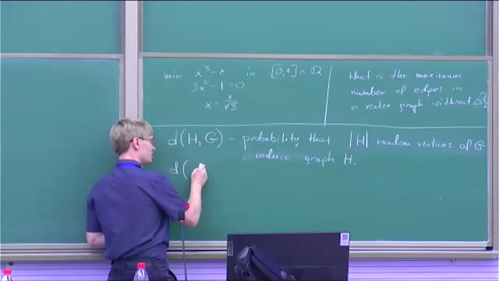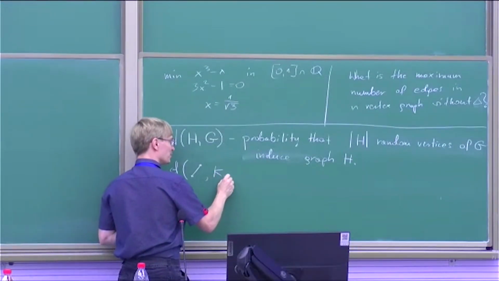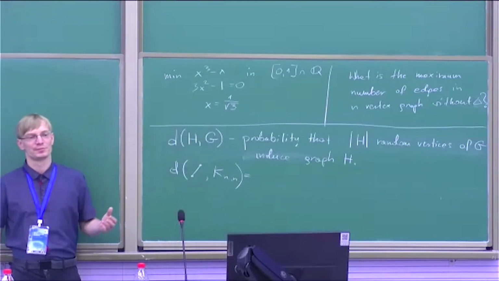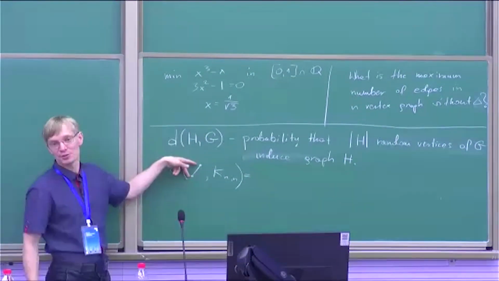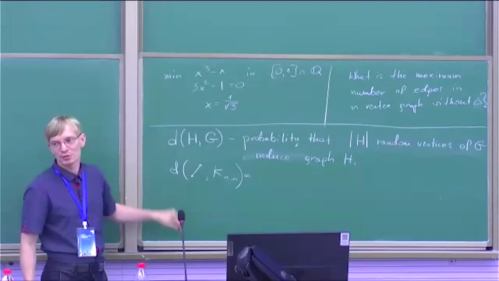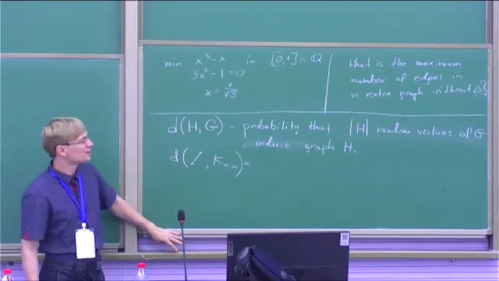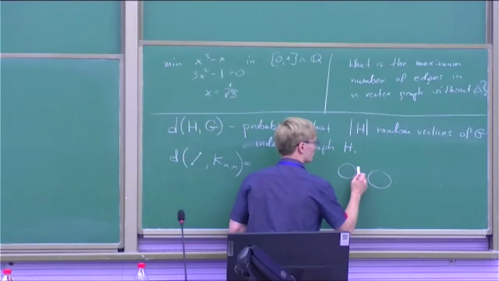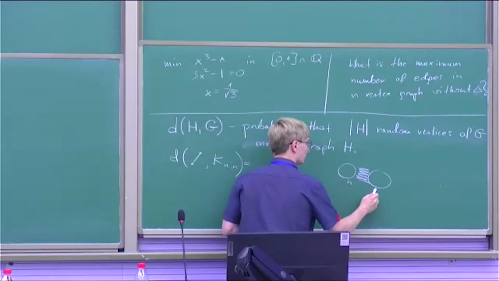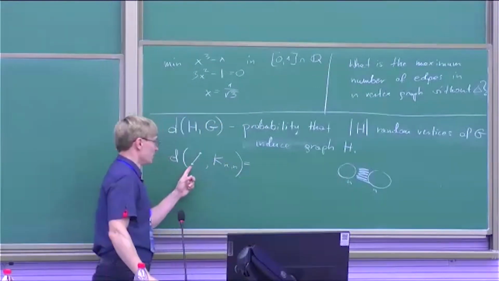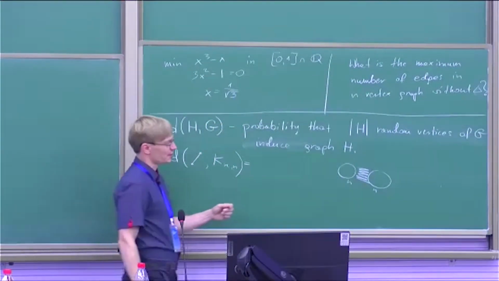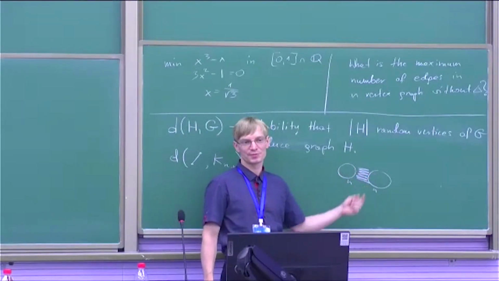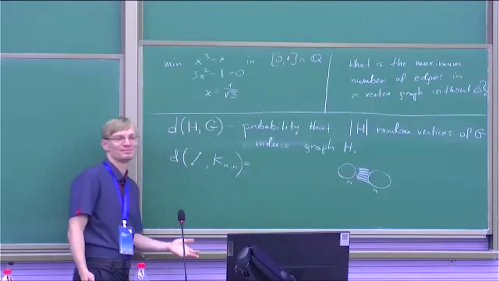Density of edges in a complete bipartite graph K_{n,n}. What is it? I pick two vertices at random, and I want them to create an edge. Picking two vertices at random, I need to have one vertex here, one vertex here, to obtain an edge. So what's the probability?